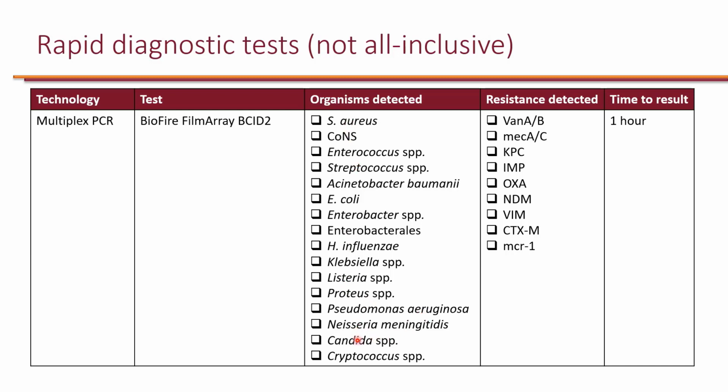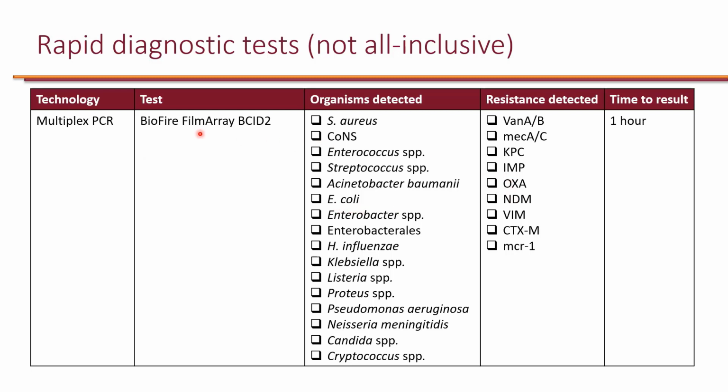Now, if it doesn't detect any of these, it doesn't mean that the patient doesn't have an infection. It just means that it could be something that's not on the list. And of course, occasionally there could be a false negative, right? It could be that somebody has one of these and the test just couldn't detect it. And that's extremely rare because these tests have an extremely high sensitivity.